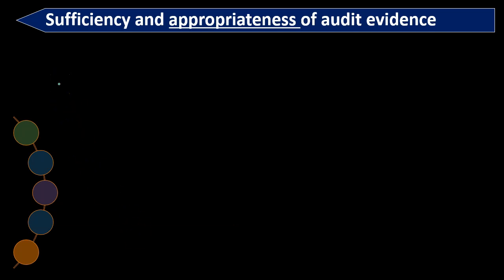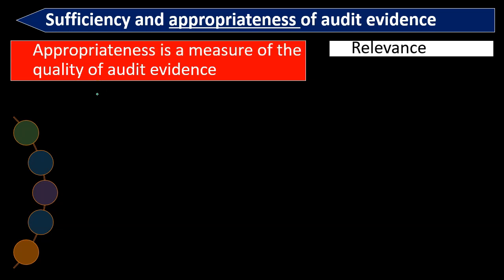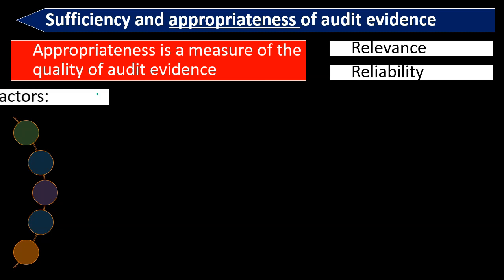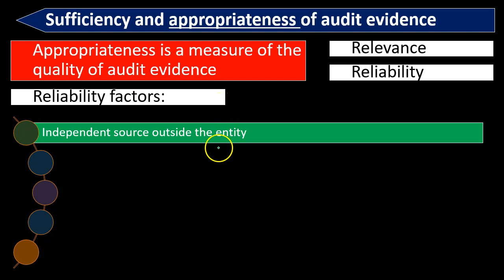Sufficiency and appropriateness, now focusing in on appropriateness. Appropriateness is a measure of the quality of the audit evidence. So sufficiency is how much. Appropriateness, now we're focusing in on the type of audit evidence, the quality of it. So relevance and reliability are the key factors when we're thinking about the quality of audit evidence. Reliability factors include independent source outside the entity.